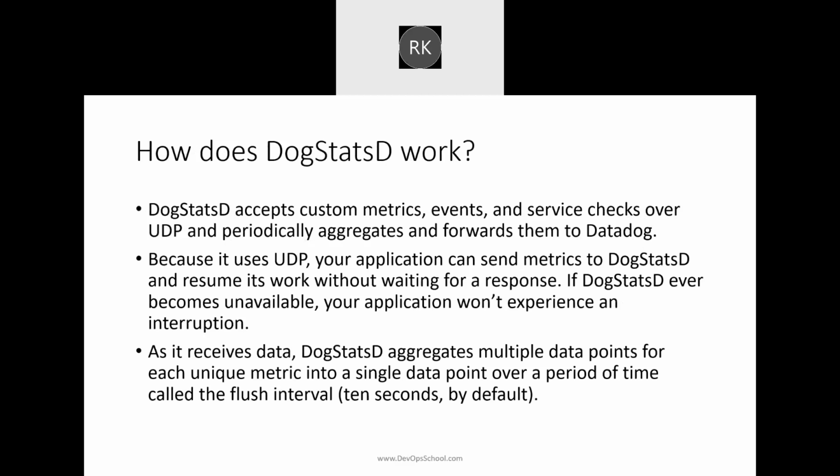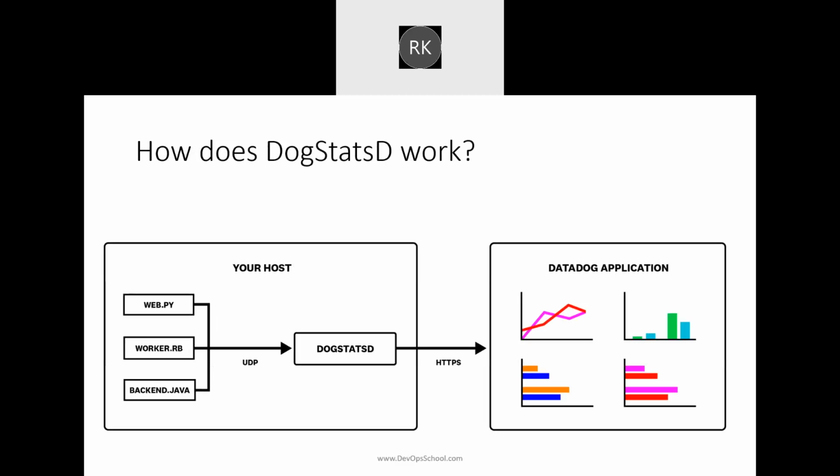Now look at this here. So there is one host. You have three applications running in three different technologies. They will send the data to the dogstatsd daemon, which is a part of the agent, and dogstatsd will forward the data to the Datadog SaaS.